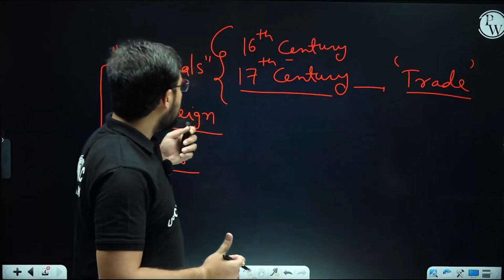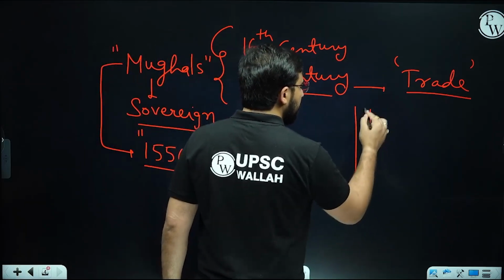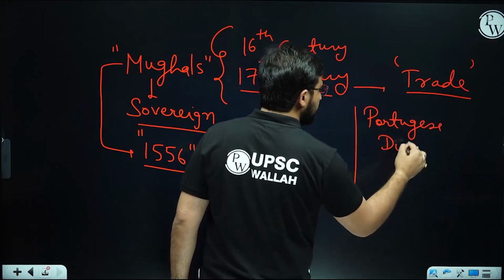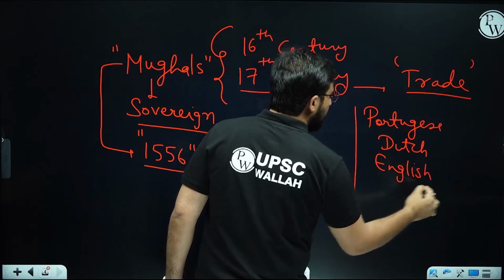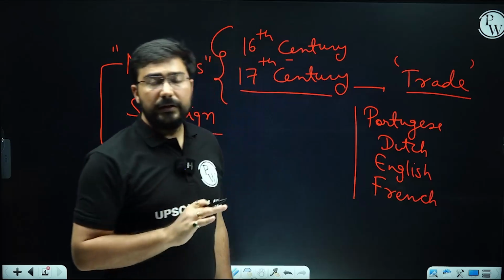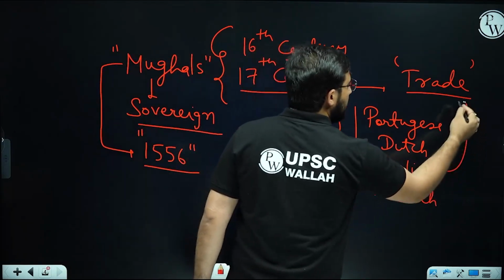So that's why, till the time the Mughal Empire was strong, in general all these companies, Portuguese, Dutch, English, and even French, we are not counting the Danish because they were largely focused on religious activities, all these companies largely focused on trade.